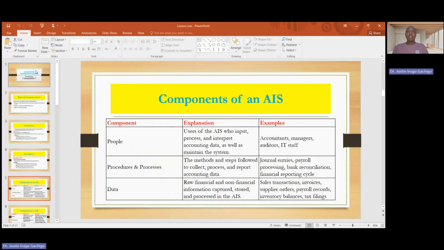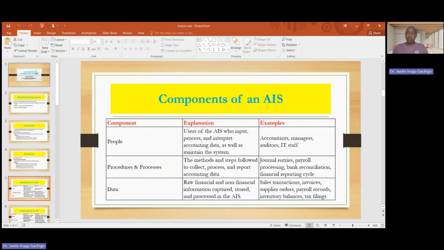Then, what are the components, or the makeup, of an accounting information system? One, it is made up of people. People are generally the users: the HR, the accountants, the auditors, the IT staff. Then we have the procedures and the processes. These are the methods that are followed to collect, process, and report accounting data.